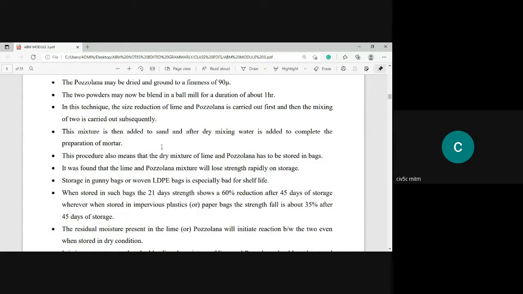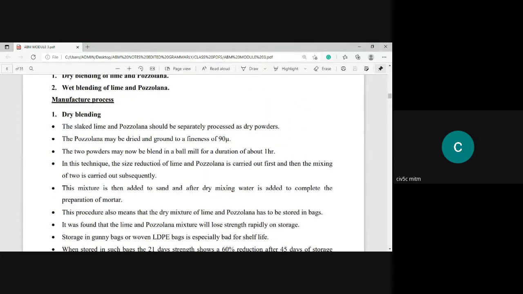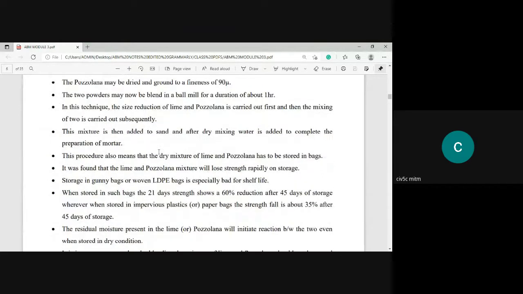This mixture is then added to the sand, and after drying, mixing water is added. That means this is the preparation process of LPC. Now, if you want to go ahead with lime pozzolana cement mortar, then whatever mixture you have prepared, you add sand and water to that dry mixture, and then you can prepare a mortar.